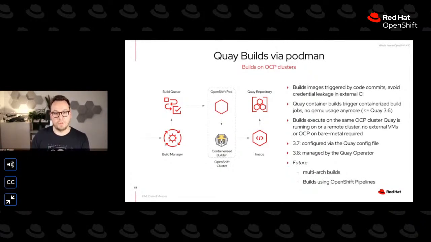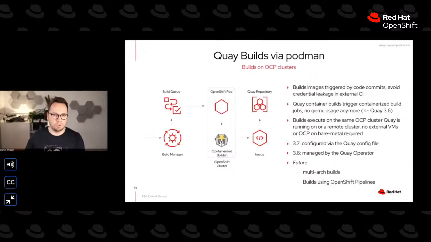The only problem there was that you needed a bare metal OpenShift cluster to do this because QEMU needs a bare metal machine to run. Now we have actually moved away from QEMU to a containerized builder environment, which allows us to build a container image in an OpenShift pod that is running on any OpenShift cluster on an infrastructure provider of your choice, including your favorite virtualization or cloud provider. In 3.7, you will be able to configure this via the config file. And in 3.8, this is going to be managed by the Quay operator.